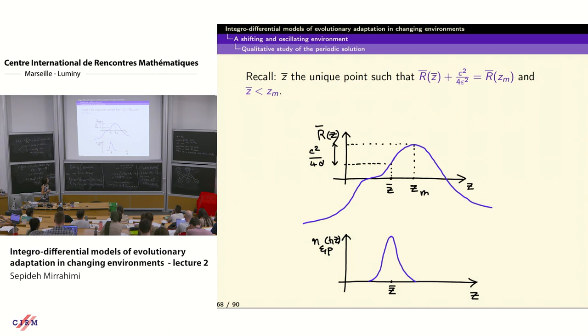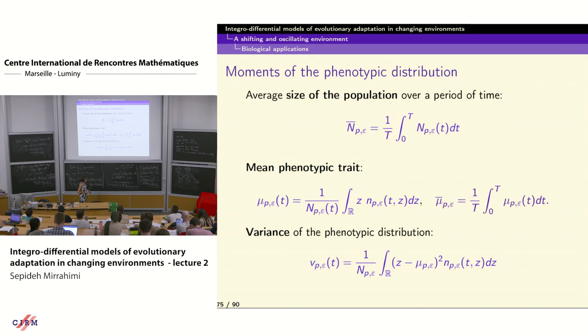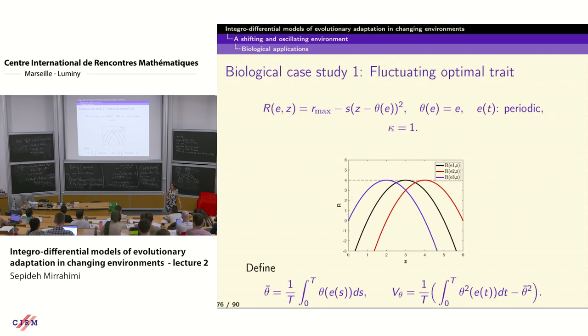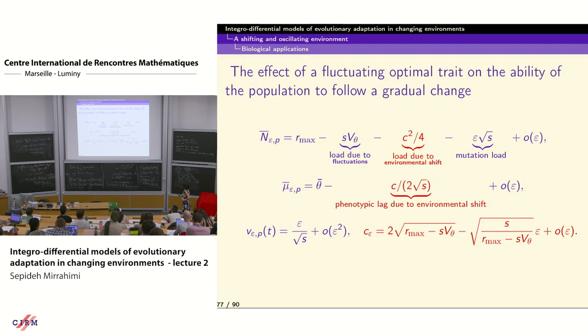And just to give the final results, we have the biological interpretations of what we obtain on the moments of the population distribution, so on the mean phenotype, the variance, and the size of the population. I'm not going to compute the mean fitness this time. So here we can see the formula that gives us the total population size on average, the mean phenotypic trait, the variance, and the threshold for the speed above which the population will go extinct. Okay?